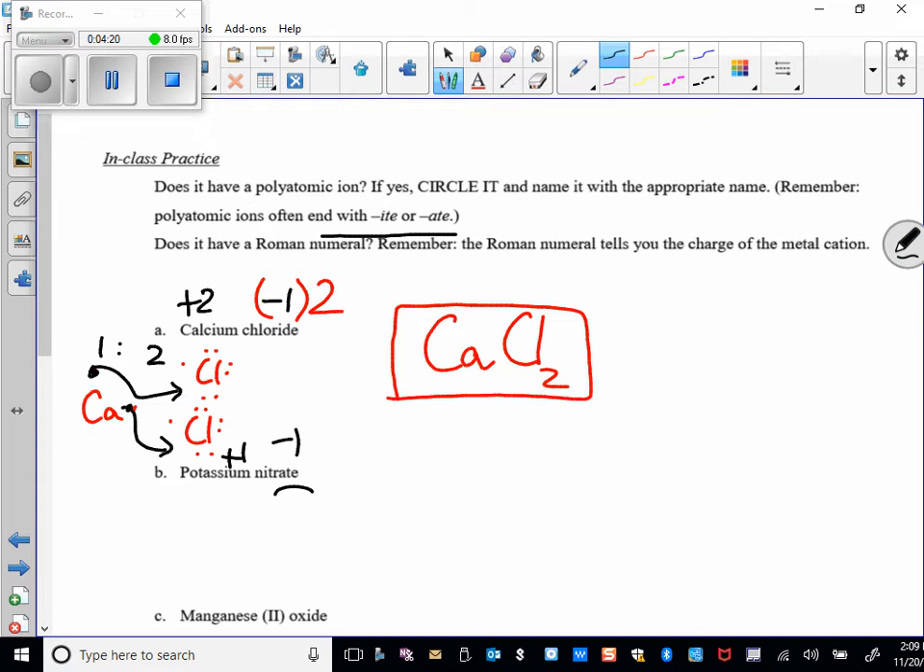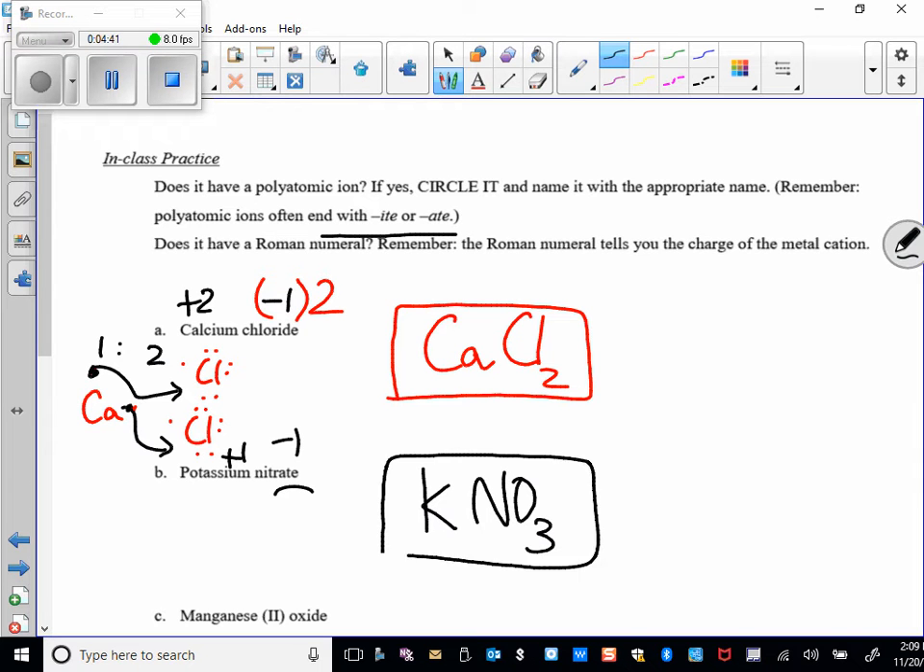Do I need to multiply any side? The +1 and the -1 cancel each other. Potassium has the symbol K. What is the formula for nitrate? NO3. Don't include the charge. Does that make sense? So that is the formula for potassium nitrate.